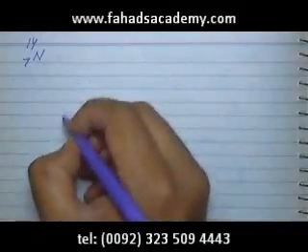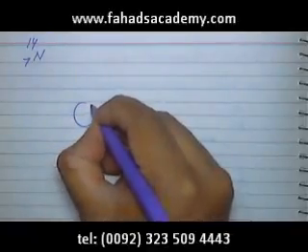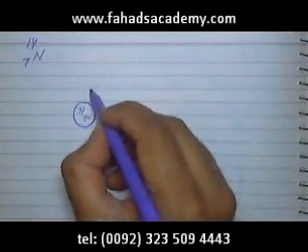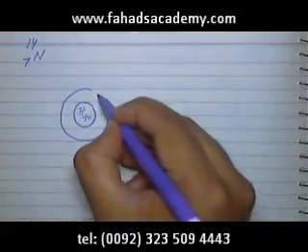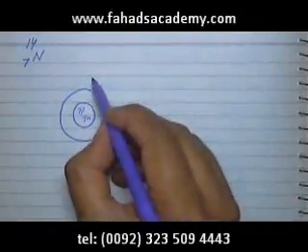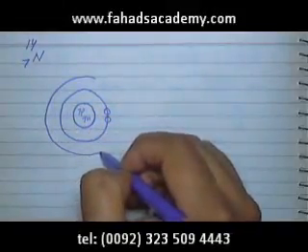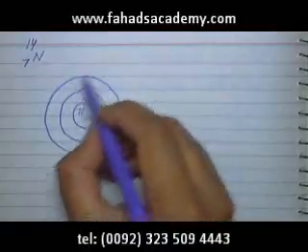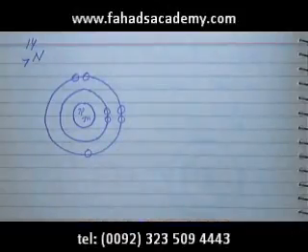Now, nitrogen's electronic configuration. Let's draw a nitrogen atom first. There would be 7 protons and there would be 7 neutrons in nitrogen, and there would be 2 electrons in the first shell of nitrogen, and there would be 5 electrons in its outer shell.